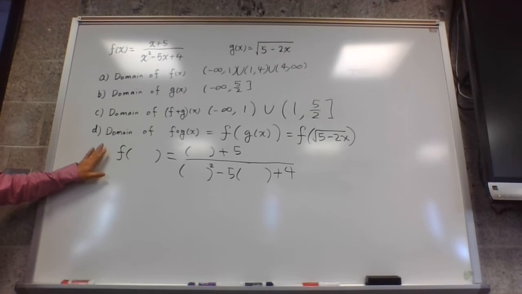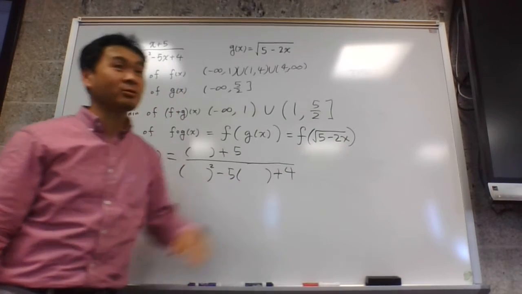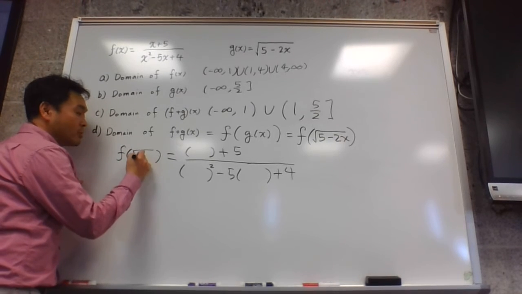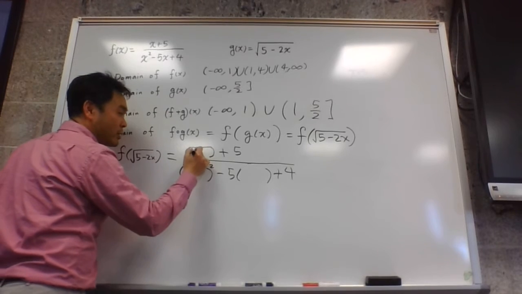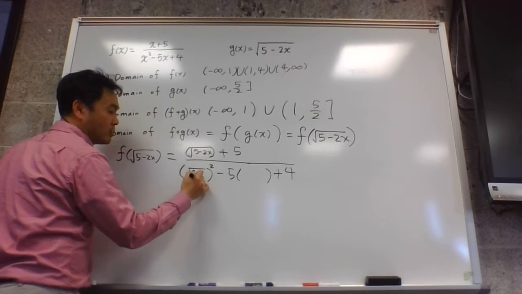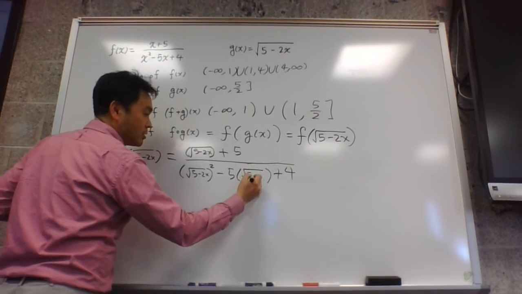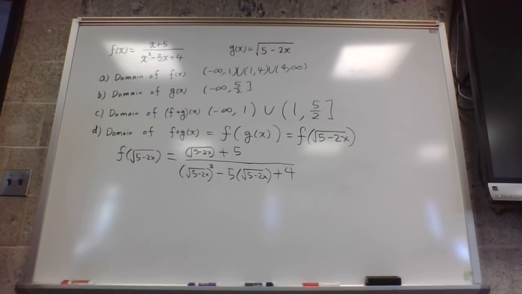Now, step two, what should we do for step two? This is our goal. I want to know what this is. Plug in square root of 5 minus 2x, right? So this is what goes inside every vacant parentheses that you see. Now all the blanks are filled in, and that's the function that we are discussing.